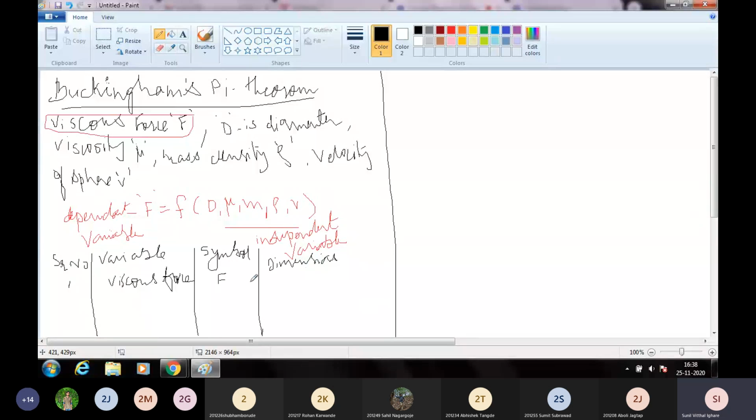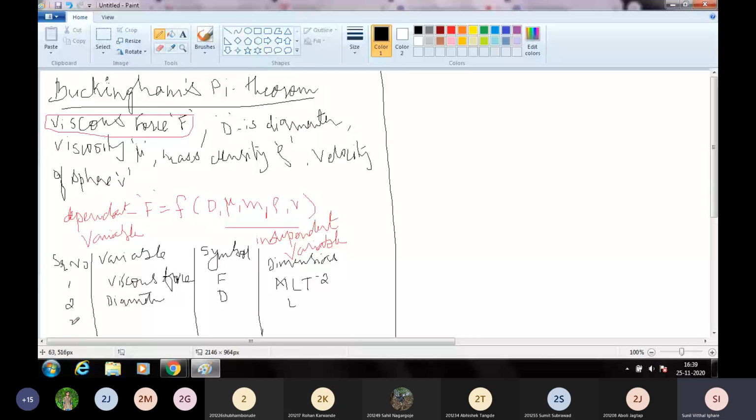Now, how to write force in dimensions? Force is mass into acceleration. Acceleration is velocity divided by time, and the unit of acceleration is meter per second square. Meter is length, per second square is per T square, so I can write it as L T raised to -2. We have talked about how this expression comes earlier. Second is the diameter d, and in dimensions we measure in meters, so that is length L.